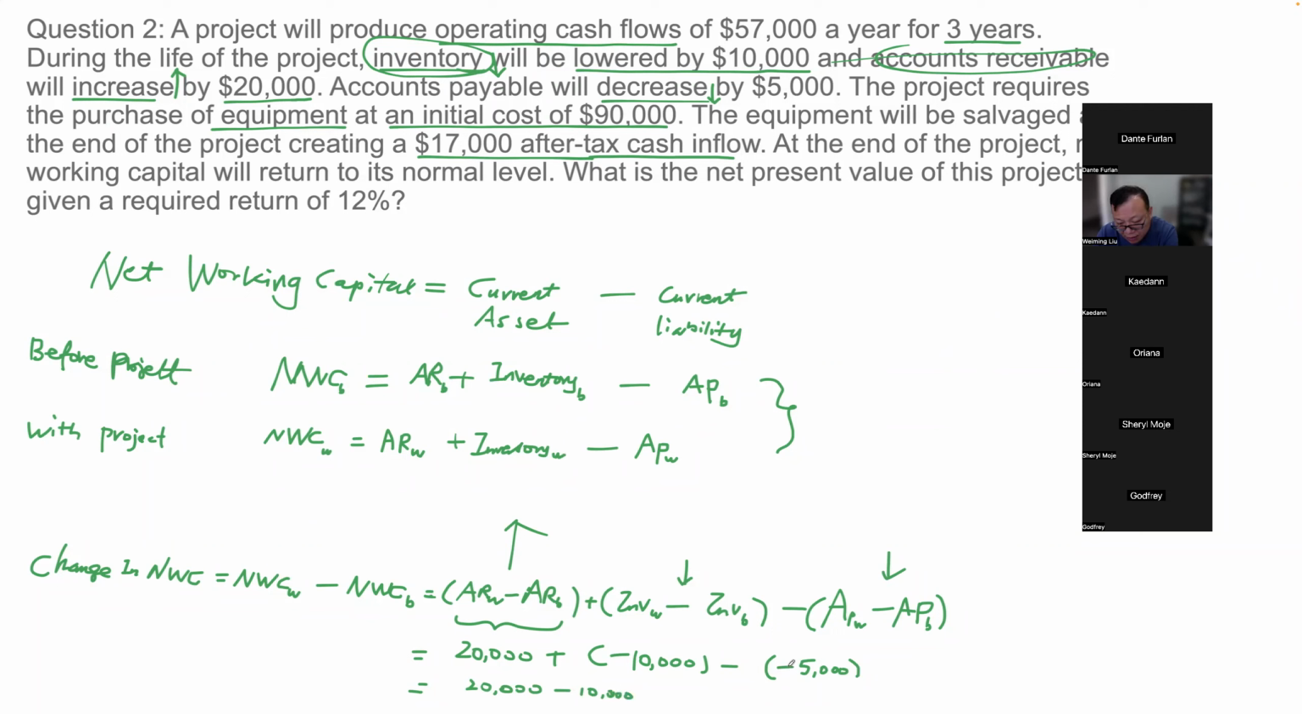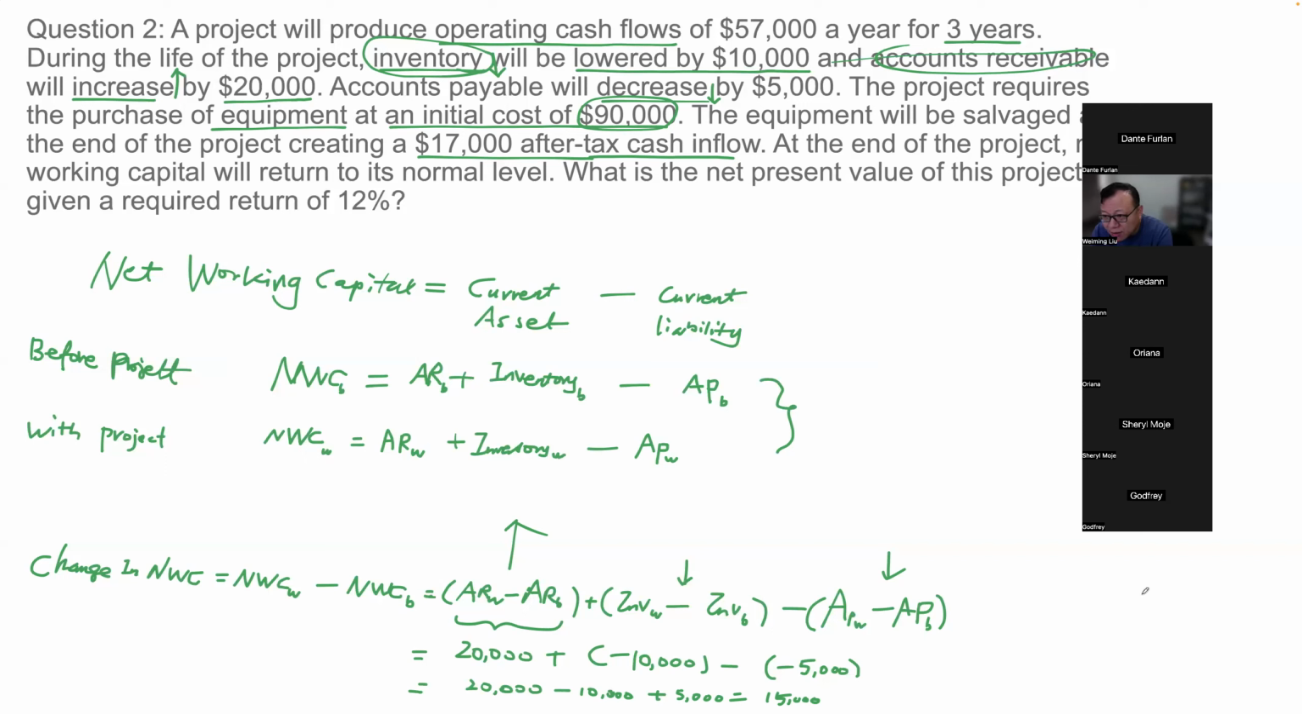So minus, minus, double minus. So that's a plus. So the change in working capital is actually 15,000. So with the project, my working capital is $15,000 more, right? So not only do you have to spend $90,000 to purchase the equipment, you also need to spend $15,000 to inject into your working capital, right?